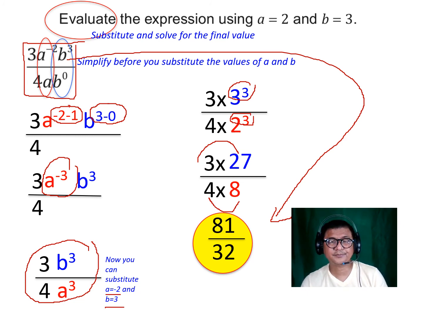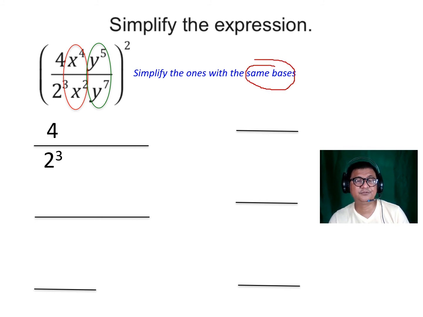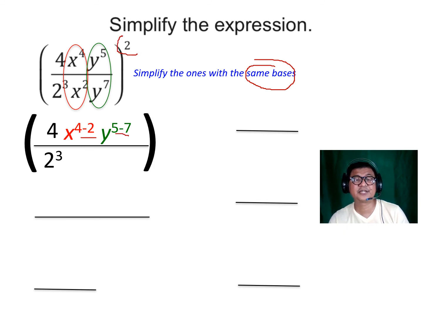Okay, last. Pause. Solve now. Ready? Solve. Okay, are you ready for the answer? I already gave you a hint. Work on this first. So that becomes, simplify the one with the same bases. Since that's division, copy that first. 4 and 2, you will subtract 4 minus 2. 5 and 7, division means you will subtract 5 minus 7. Okay? But remember, all of them is to the second power. So the second power stays there. We'll do that later.